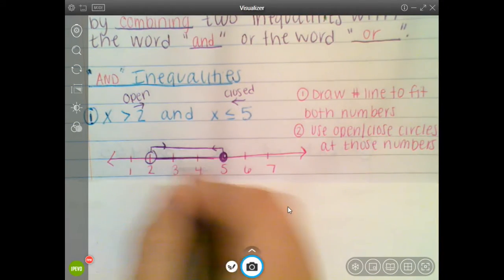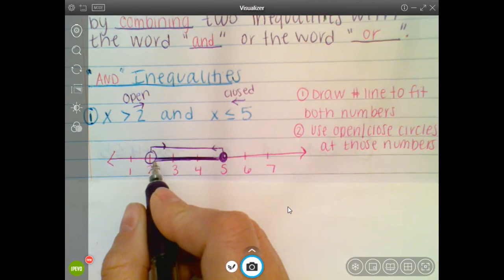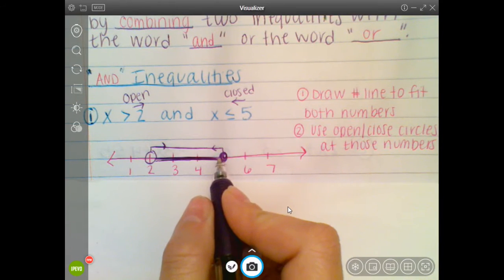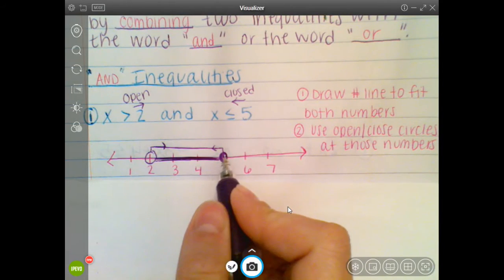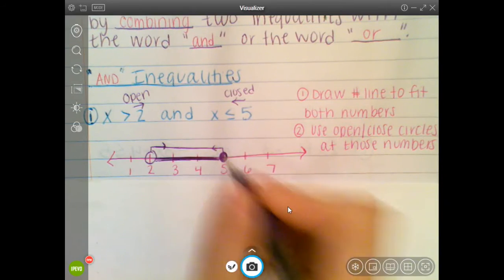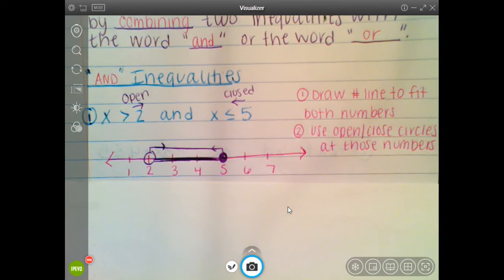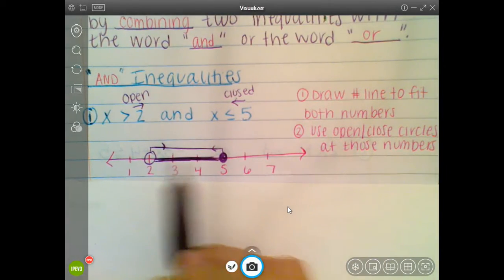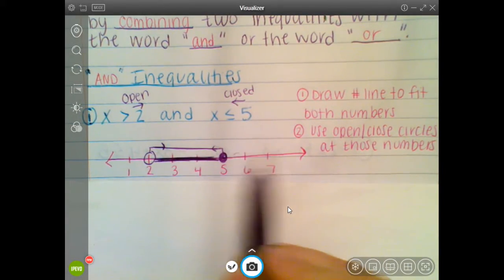So it means any number that is bigger than 2, so 2.1, right? Or less than 5, 4.99999, or 5 will work. So I like to try to write my little notes for myself and then figure out if I'm inside or sometimes it's on the outside.